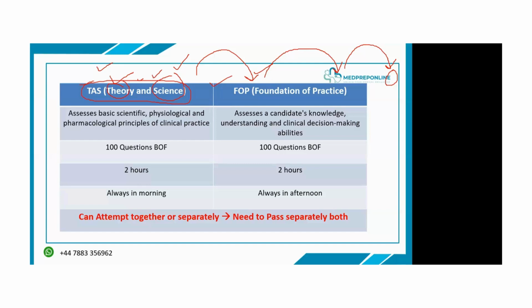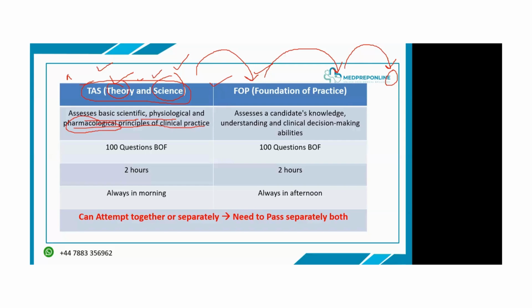So your TASK basically assesses your basic scientific, physiological and pharmacological principles of clinical practice. Starting from anatomy, it is going to make about 5 to 6% of your TASK exam. Then afterwards is the physiology. Physiology may make about 25 to 30%, and the pathology along with that. Then we have pharmacology, much of it, about 15 to 20 questions you will get from pharmacology in your TASK exam. So you see, it is making a huge portion.